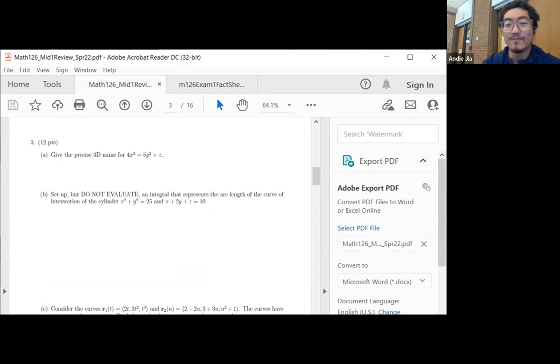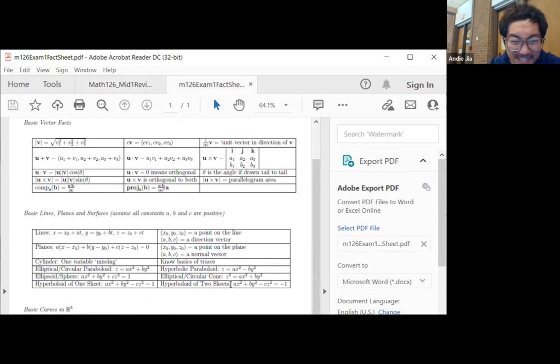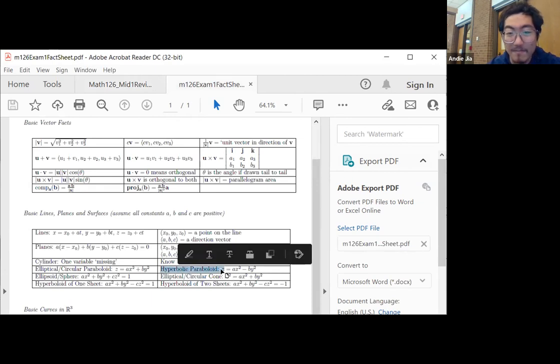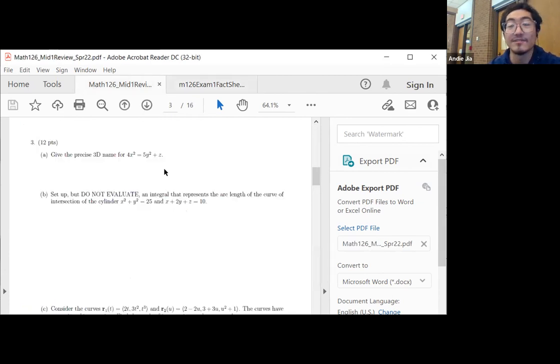So find the precise name of this. You have both variables, and rewrite them as z equals 4x squared minus 5y squared. Back to this, it's 4x squared minus 5y squared, a hyperbolic paraboloid. Just recognize those names and match the shape of this 3D thing.